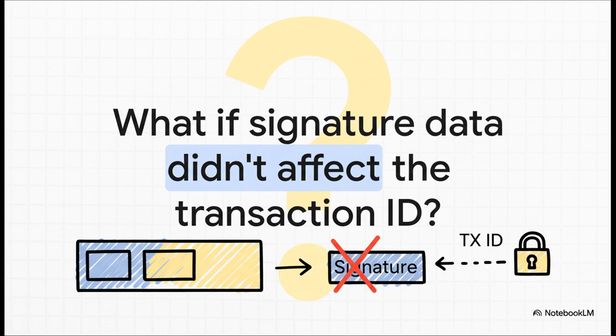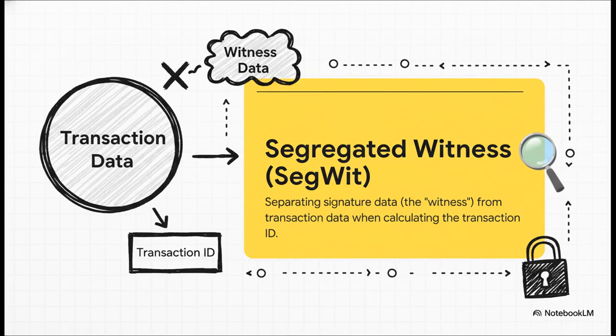If the part of the transaction that can be changed, the signature, is the problem, well, what if you just took it out of the equation? What if you calculated the transaction's permanent ID before you ever even added the signature? And that, my friends, is exactly what segregated witness does. I mean, the name says it all.